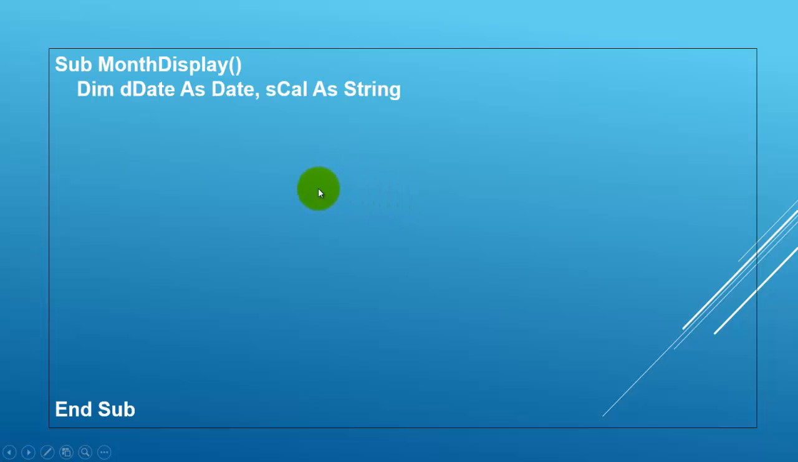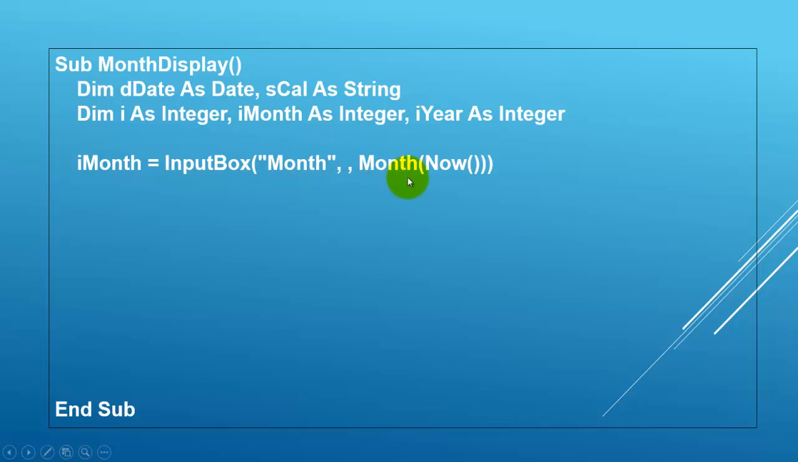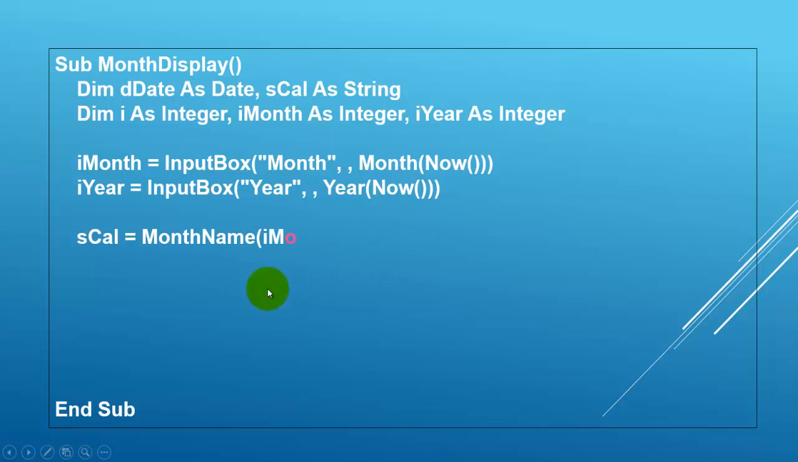I declare variables again, a counter of the integer type, and two other integer type variables for the month and the year. We ask the user with an input box, which month do you want to display? And I take by default the month of today's date. We also ask which year do you want to display, by default the year of today's date. We start the string with the name of that month, let's say August. We add a space to it with ampersands, then the year that the user had chosen, and a carriage return, so it goes to the next line later on in the message box.